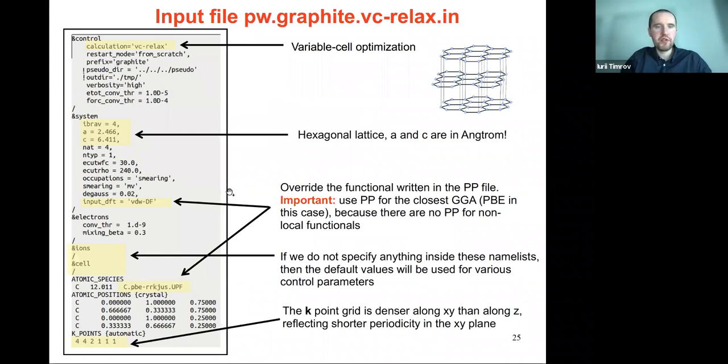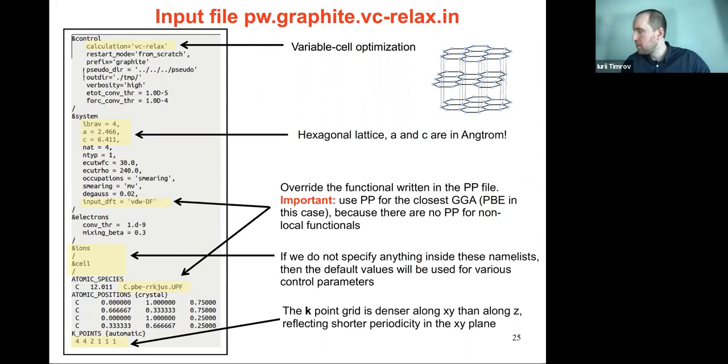So how to do that with Quantum Espresso? There are two ways to do that, depending on which type of van der Waals correction you use, semi-empirical or ab initio. You need to specify the parameter input_DFT, for example vdw-df. This is just one kind of van der Waals correction.